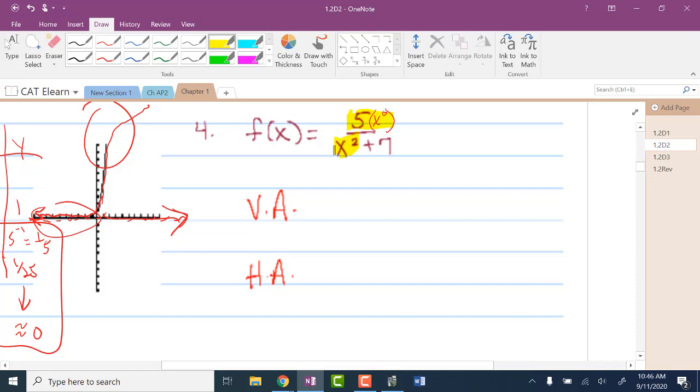Or think of it this way. I plug in a million, you get 5 over a million squared. That's 5 over 1 followed by 12 zeros. That's infinitely small. It's y equals 0.